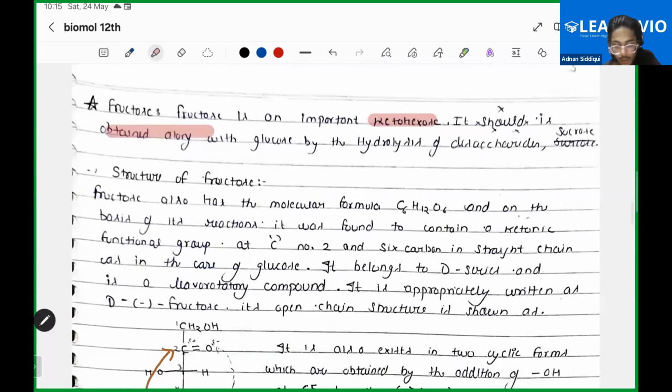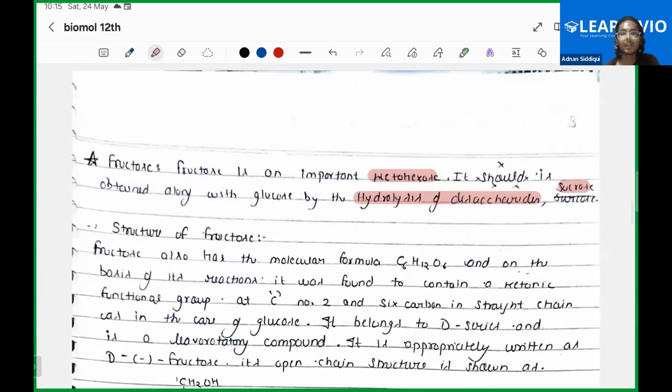It is obtained along with glucose by hydrolysis of the disaccharide sucrose. If we are boiling sucrose in acidic medium, we will get 2 units, one glucose and one fructose. We have already discussed this, right? In the preparation method part. Yes, sir. If we are heating or boiling sucrose in acidic water, then we will get one fructose and one glucose.